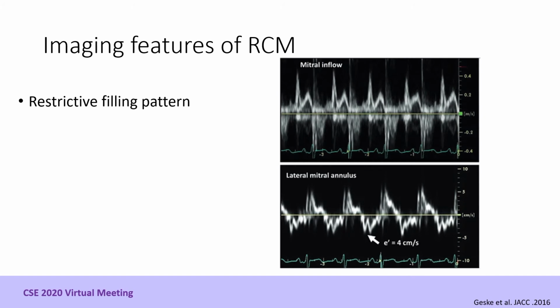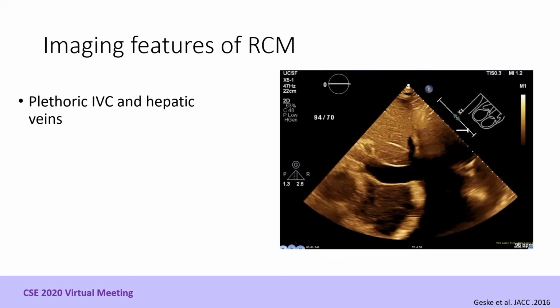We can identify the expected hemodynamic changes in restrictive cardiomyopathy non-invasively using echo. We expect to see a restrictive filling pattern with an E to A ratio of more than 2, reduced tissue Doppler indices, and an increased E to E prime ratio. The IVC and hepatic veins are typically plethoric.